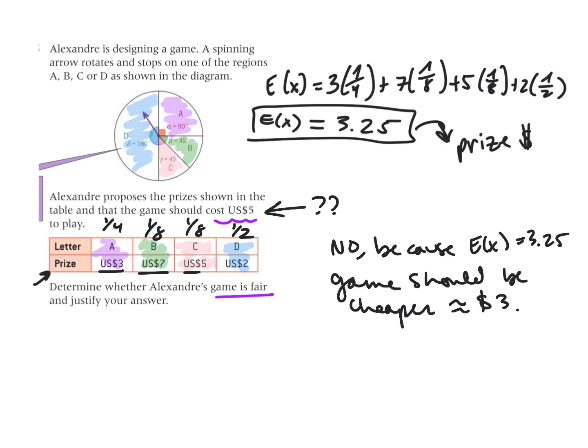But okay, so is the game fair? Wait, no, right? Because 3.25 does not equal $5, right? So that should equal 0, and it doesn't. Okay, great.